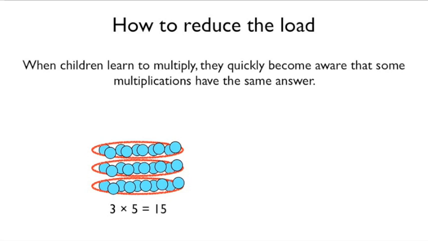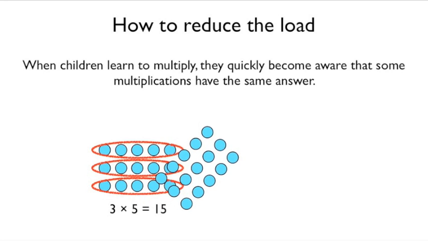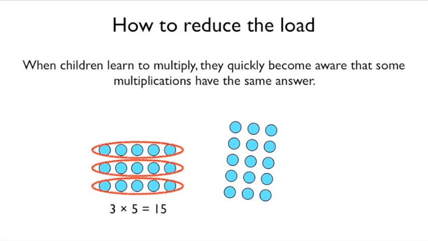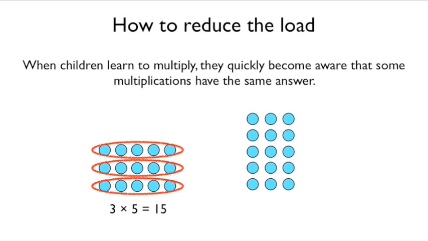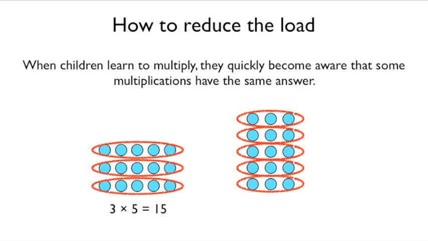If we rotate this block of 15 dots by 90 degrees, like this, we now have the same shape, but it's a different problem. Now we've got 5 rows of 3 dots. There they are. And we write this, of course, as 5 times 3 equals 15. Same answer, different story. So when we learn one fact, like 3 times 5, as long as we understand how the corresponding fact is related, we can also learn 5 times 3.